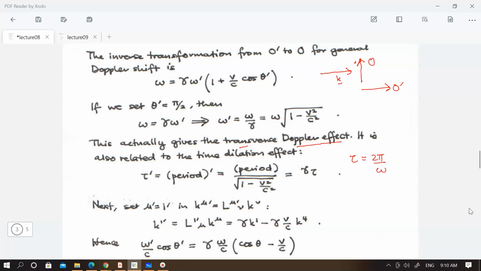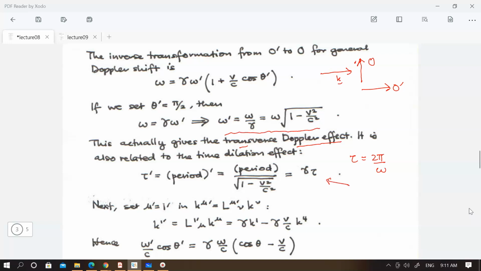Okay, so in this particular case, then you just simply invert this equation, for example, or this equation, whichever. And then by using the reciprocal, you get your tau dash, which is the periodicity of the wave oscillation, equal to gamma times the periodicity in the other coordinate system, which in this case is your O over here. So this you can actually get from here. So you just simply use this particular formula to get this.